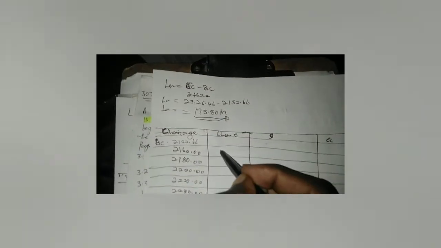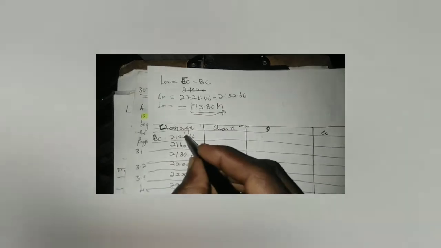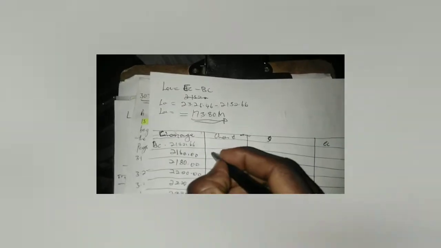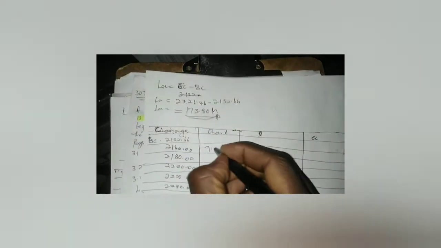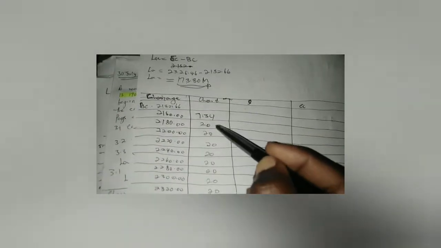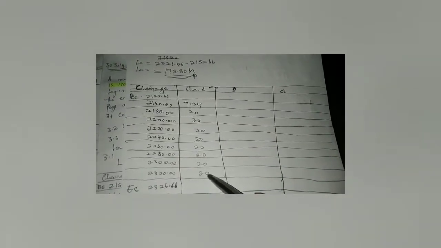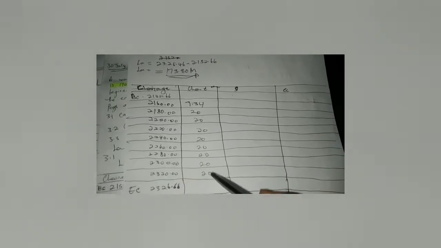Then here the chord, we need the difference between the two. It's 2160.00 minus the beginning of the curve, which gives 7.34, and then the difference between the next two is 20. It's 20 up to here. 1 2 3 4 5 6 7 8. Yes, it's 20 up to here. The chainage difference is 20 meters.